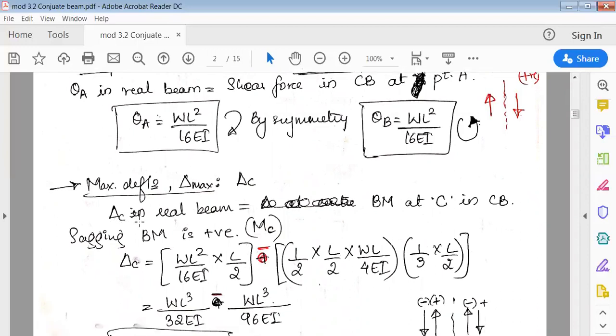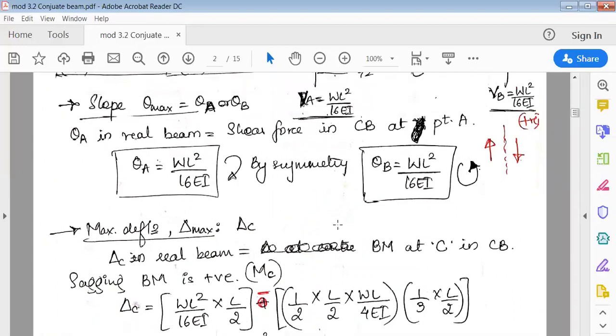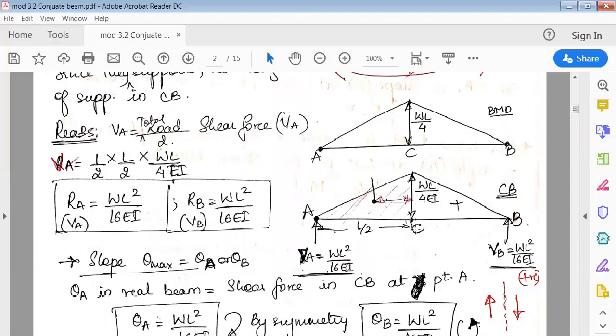So theta C in the real beam is nothing but the bending moment at C in the conjugate beam. Now, if you want to find delta C, check to the left side. Always, when you're finding theta and delta, we are going to refer to this conjugate beam diagram only. So again, in this diagram, delta C: if you want to find the bending moment at point C, check to the left side.